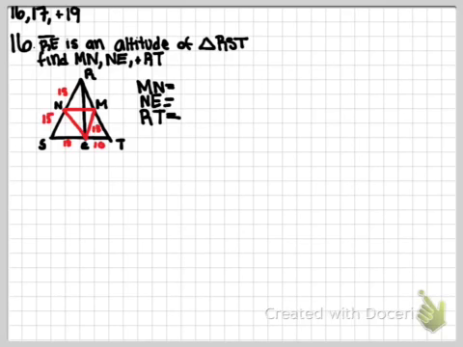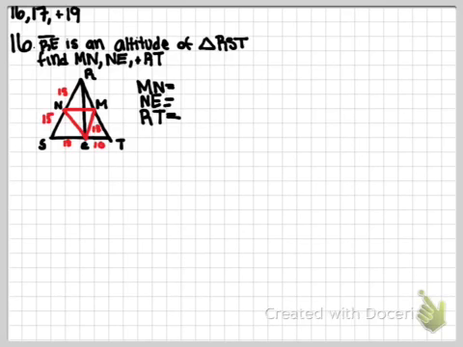Below is question 17. The given is RE is an altitude of triangle RST. And we have to find the measure of MN, NE, and RT. So let's find the measure of MN.